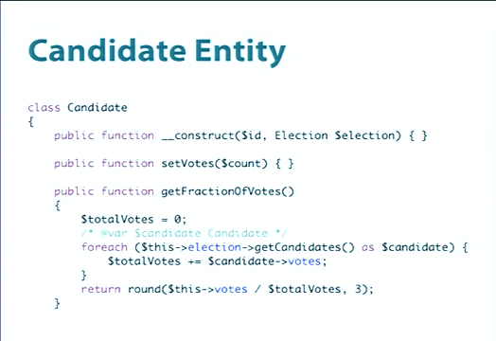Okay. Candidate entity. Here's another entity, also responsible for its identity. So we pass it its identifier. We also pass it what election it belongs to in the constructor. That's really just for convenience. We can set the number of votes that candidate has, and we can get the fraction of votes that candidate has relative to all the other candidates in the election. Again, hopefully you're seeing some flaws in this design already. Again, these flaws are intentional.